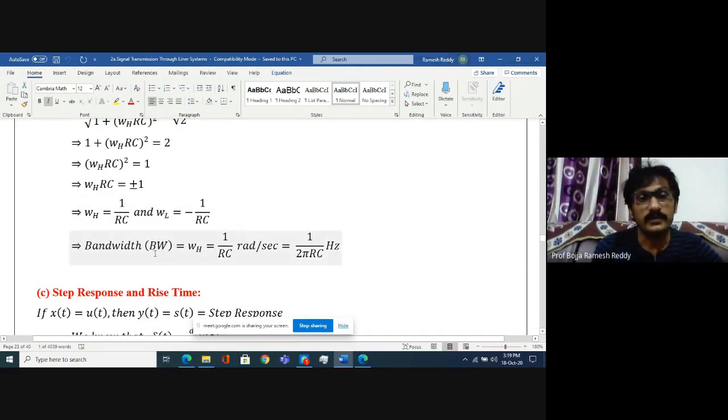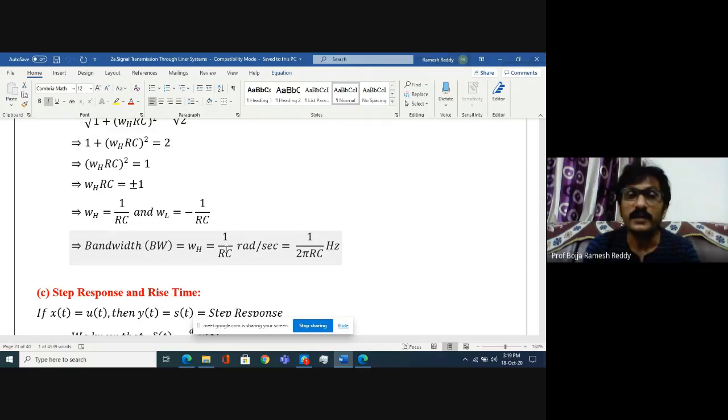Now bandwidth is simply equal to the upper cutoff frequency, because the lower cutoff frequency is negative. Therefore, the bandwidth of the RC low pass filter is 1 by RC radians per second. This is a standard question, and we have to know the answer. But in examination, there will be a different circuit, so we have to calculate bandwidth by using this procedure. We have to know the procedure. Omega is measured in radians per second.